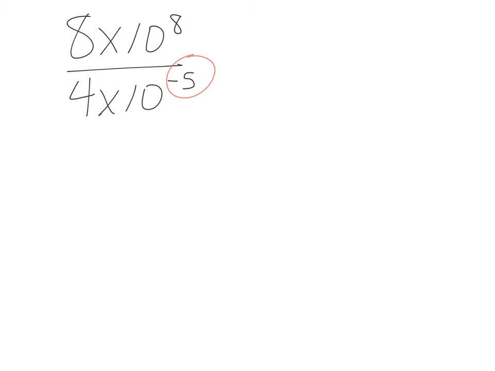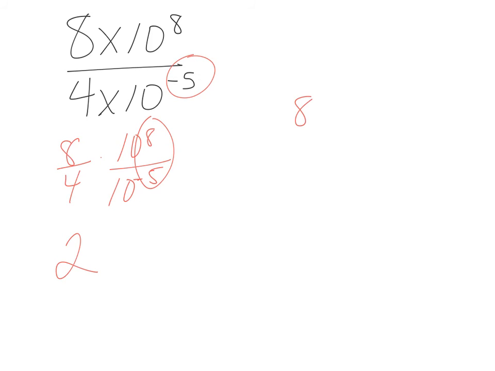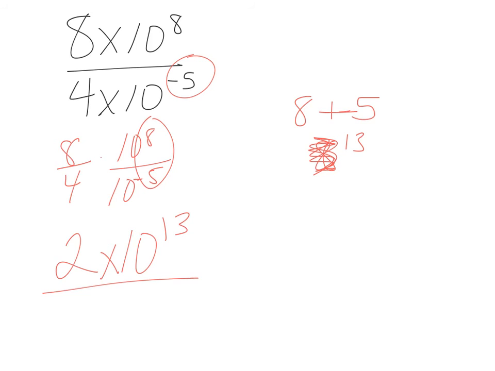All right, so you would have 8 over 4, and then you would have 10 to the 8th over 10 to the negative 5. So you would have 8 over 4 is 2, and you have to subtract these 2 exponents. So 8 minus a negative 5, that's kind of like adding, so that's 13. So we would have times 10 to the 13th power. We're in scientific notation, so we are good to go.